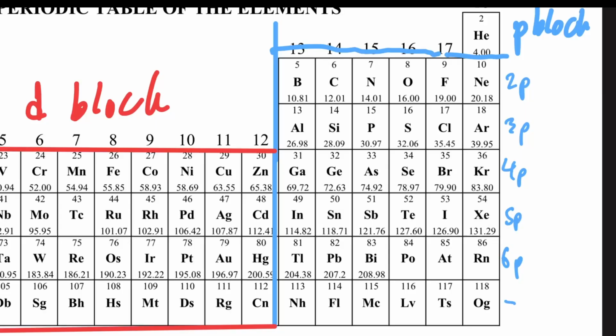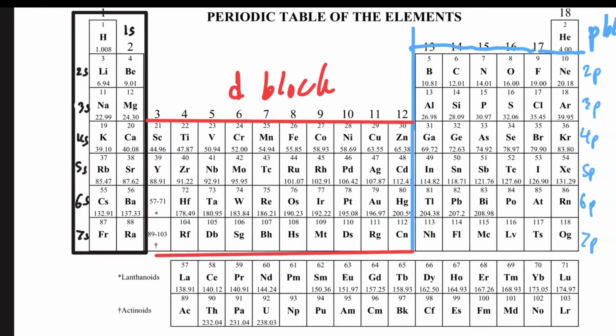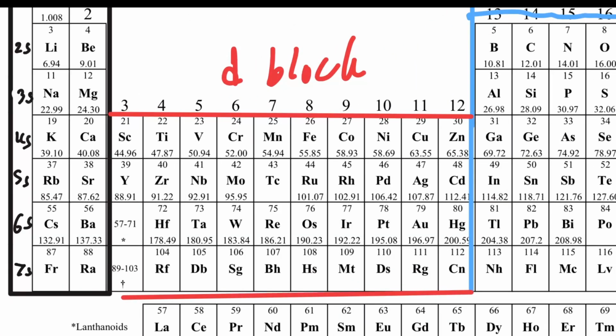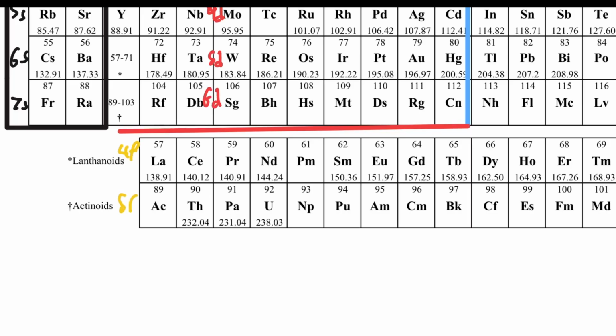Now it gets more complicated when you get to the D blocks, because you think it's 4D, but it starts with 3D. So this whole row, let's put it right here. This is 3D. This row is 4D. This row is 5D, and this 6D. And then for this it's just 4F and 5F. So this one's 4F and this one's 5F.